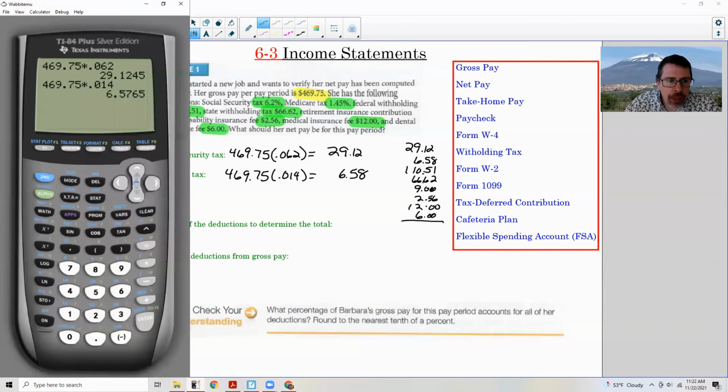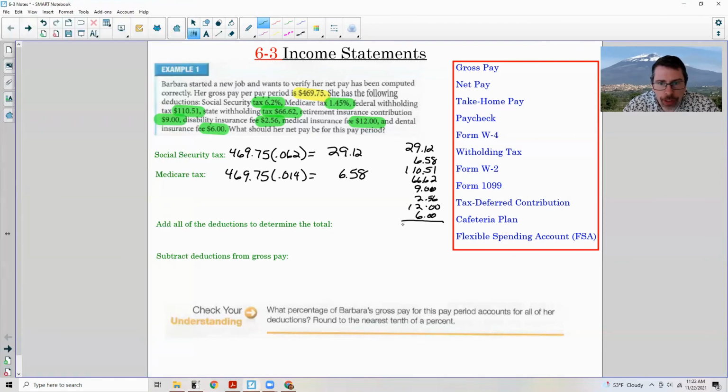Okay, so when I do that, let me just clear this. 29.12 plus 6.58 plus 110.51 plus 66.62 plus $9 plus 2.56 plus $12 plus $6 equals 242.39.